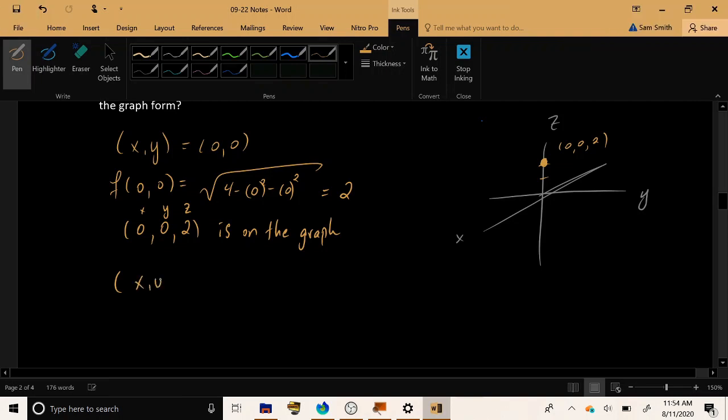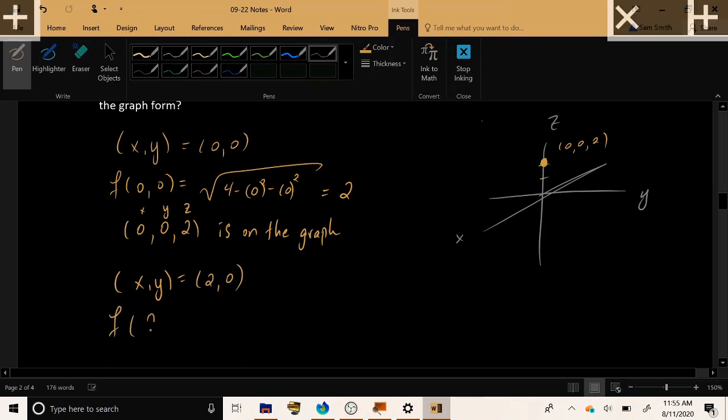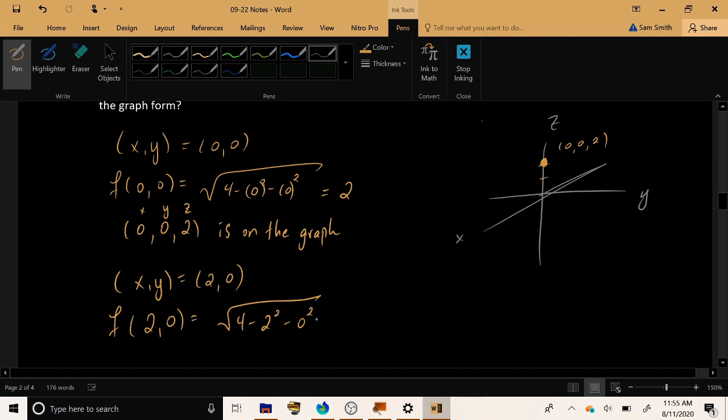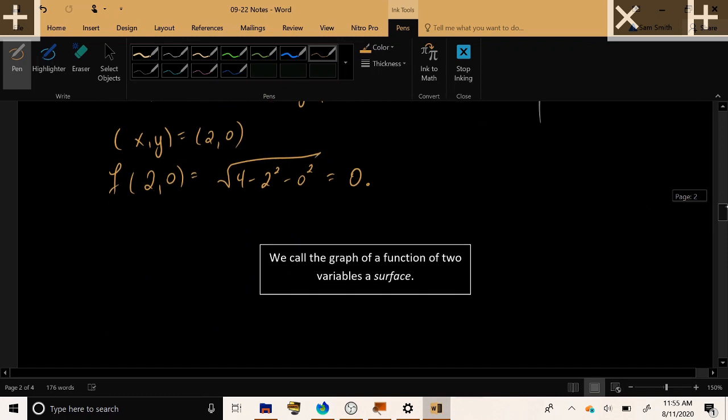Now, just for another single point, to get our mind straight, we will take the point, for example, x, y equals 2, 0. Let's plug that in. f of 2, 0 is equal to the square root of 4 minus 2 squared minus 0 squared. Now 4 minus 4 minus 0 is 0. So the associated output would be 0, the square root of 0 being 0 as well.